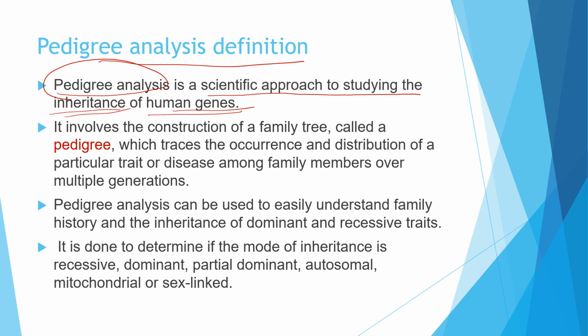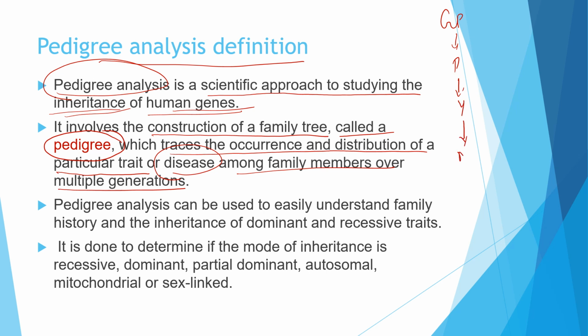It involves the construction of a family tree, and this family tree is called a pedigree, and what you are analyzing is called the pedigree analysis in full, which traces the occurrence and distribution of a particular trait or a disease among the family members over multiple generations. Suppose it starts from your grandparents to your parents to you, and then it passes over to the next generation. So it is a series of occurrences of a particular disease or a trait among the family members through multiple generations.